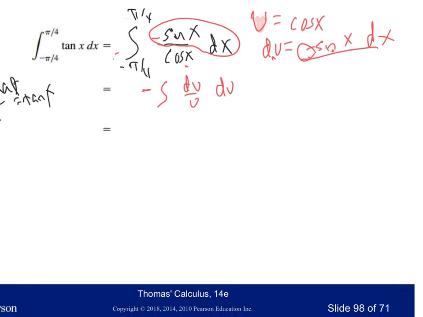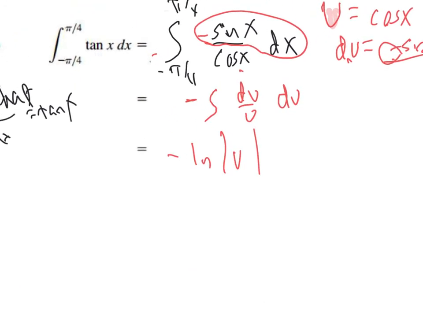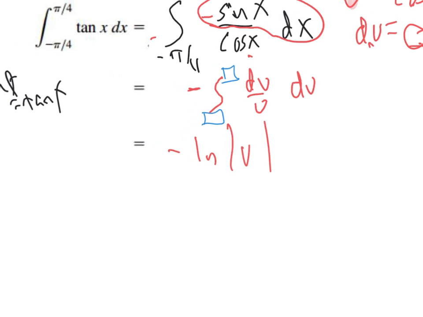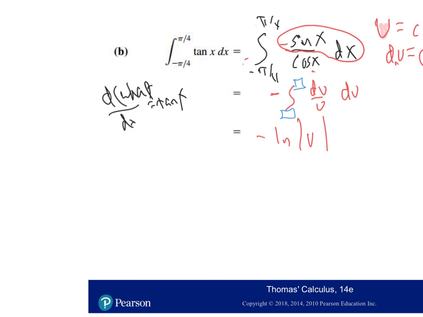All right. The simple answer would be negative natural log of the absolute value of u. But I did not do the limits. So let me do that. Let me fix these limits here. What will those limits be? Okay, so more work again. I'll do x equals negative pi over 4.